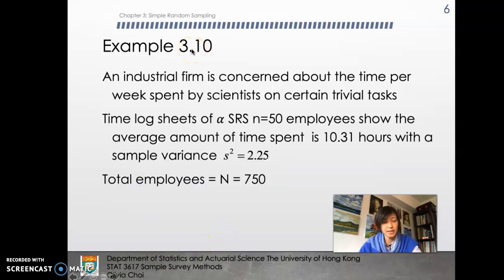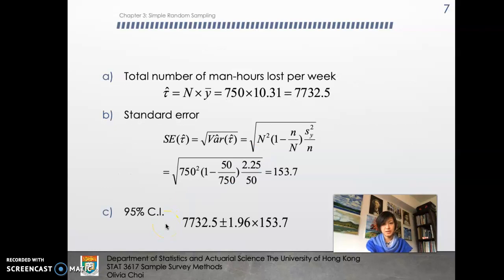Another example, 3.10. An industrial firm is concerned about the time per week spent by scientists on certain trivial tasks. We have a log sheet of a simple random sample, n equals 50 employees. The average amount of time spent is about 10.31 hours, and the sample variance is 2.25.